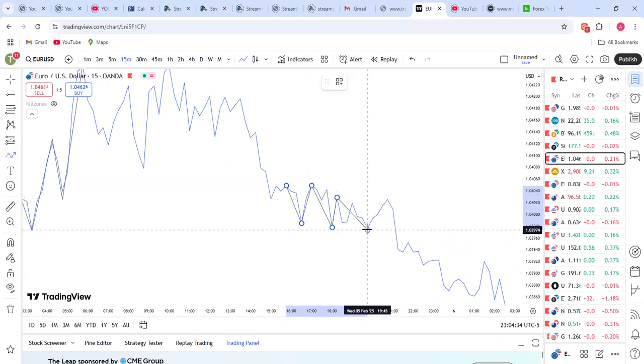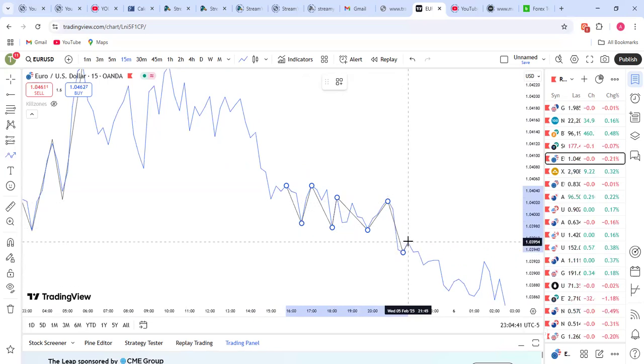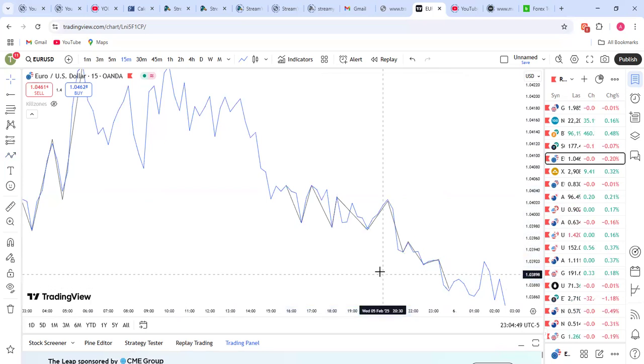lower low, lower high, lower low, lower high. You see that now? Lower low, lower high. You see? Lower low. So in this regard, what are we saying?